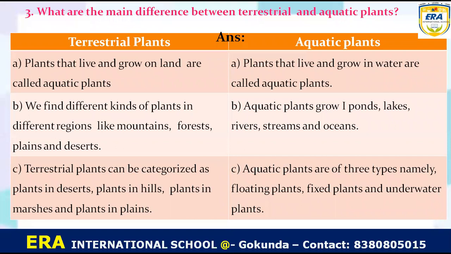Question 3. What are the main differences between terrestrial plants and aquatic plants? The answer is that terrestrial plants are plants that live and grow on land. So here is a typing mistake, so we'll correct it.